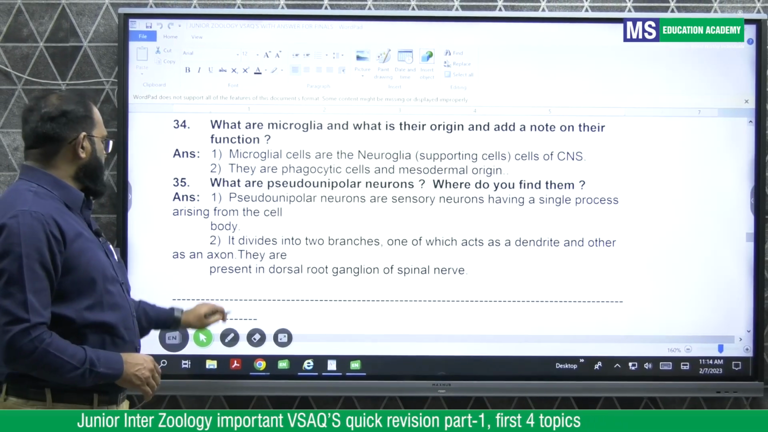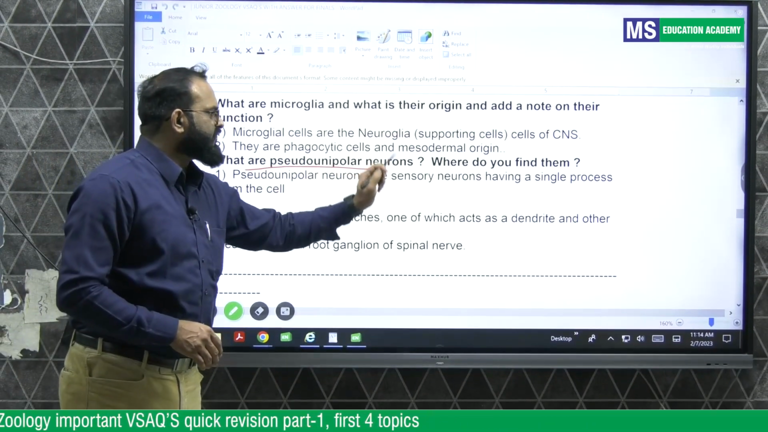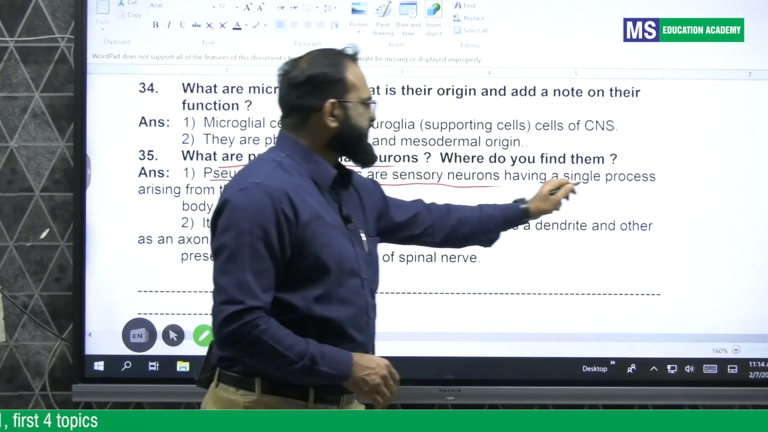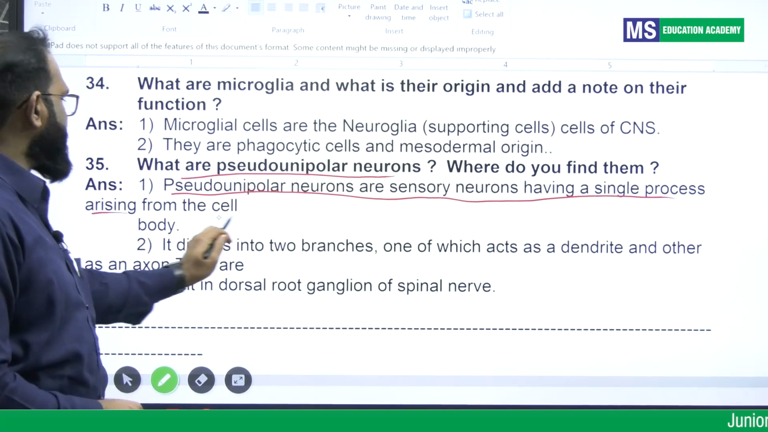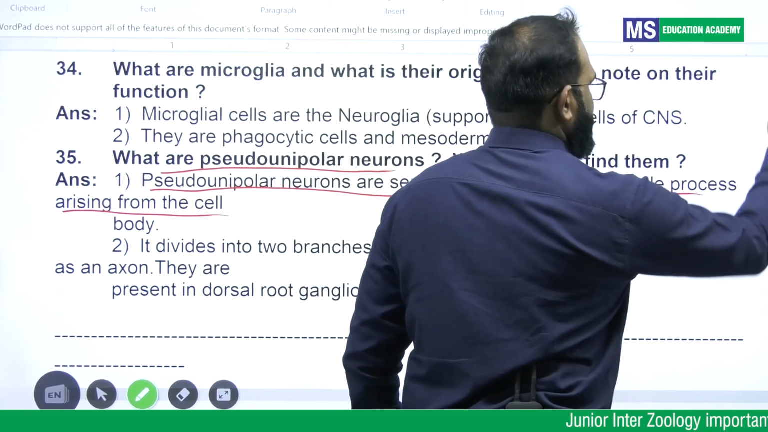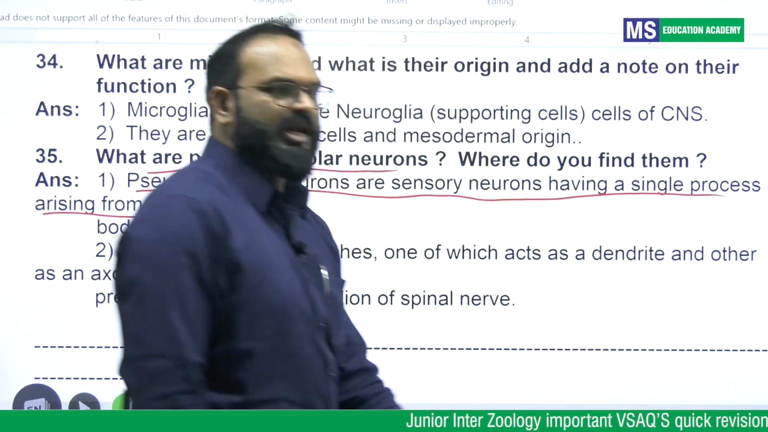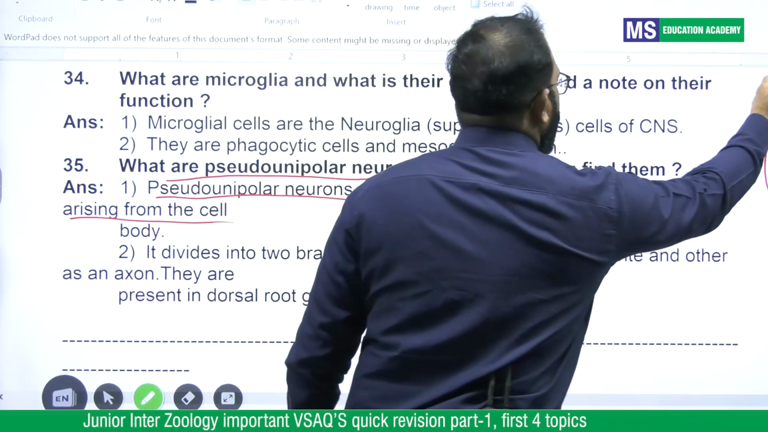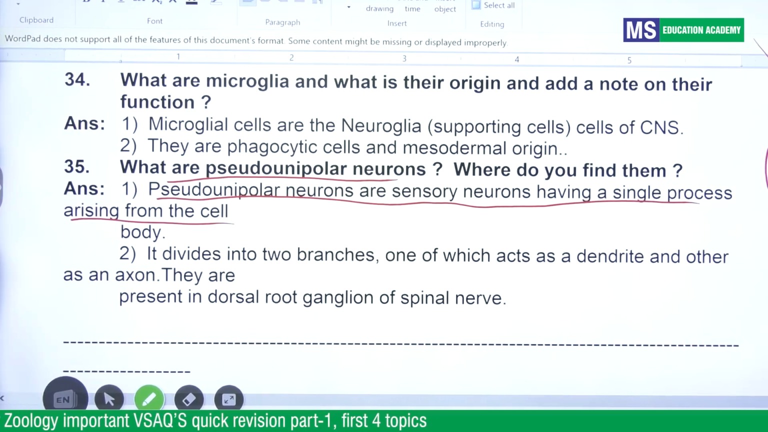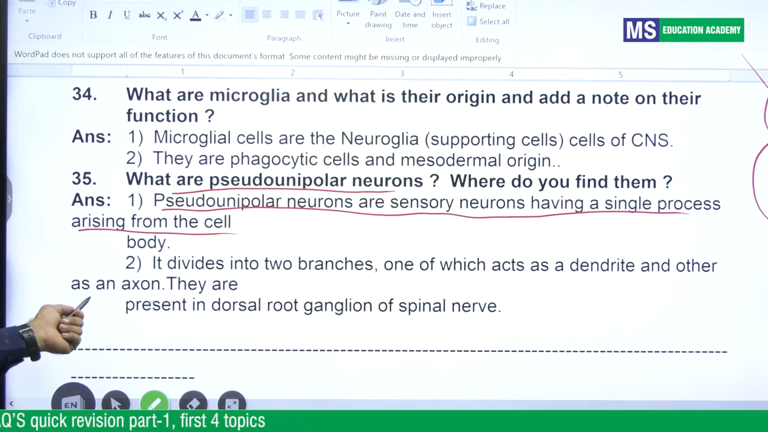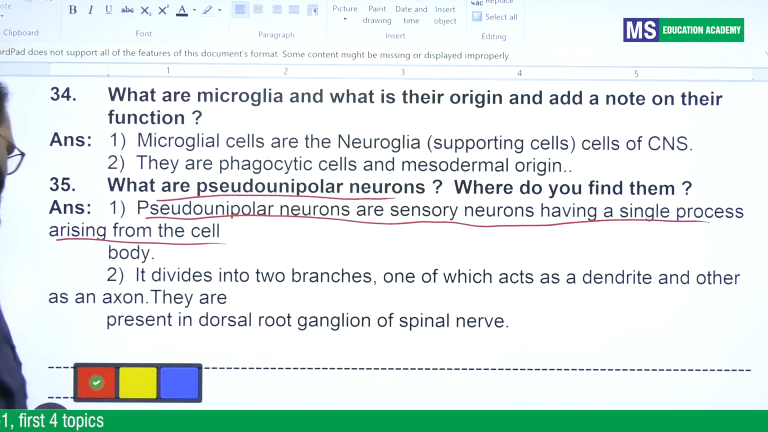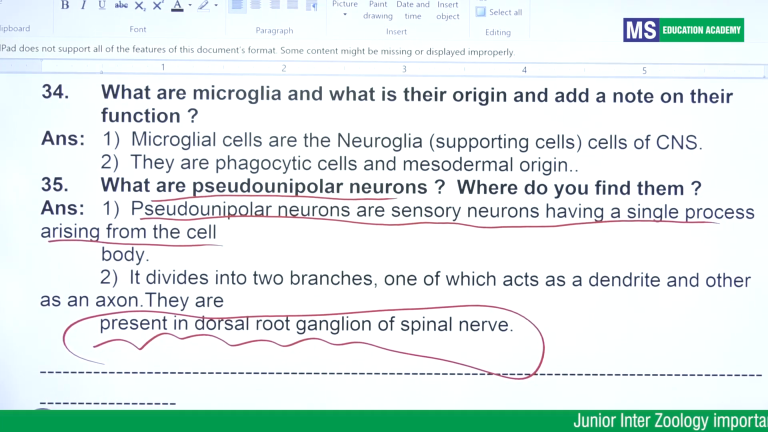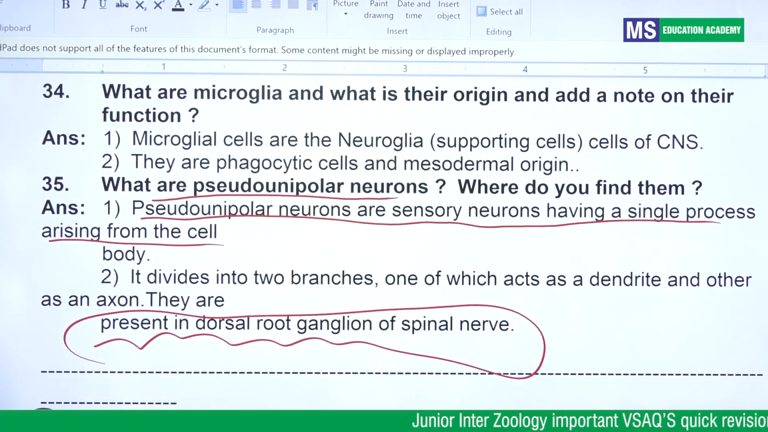What are pseudo-unipolar neurons? Where do you find them? Pseudo-unipolar neurons are sensory neurons having a single process arising from the cell body. It is divided into two branches. One acts like a dendrite, the other acts like an axon. And these are present in the dorsal root ganglion of spinal nerves.